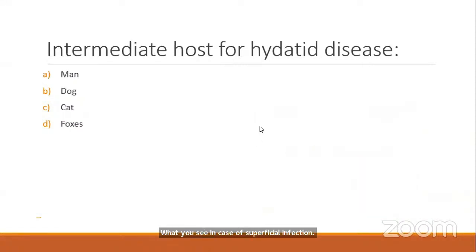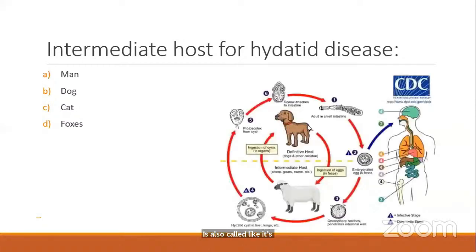Okay. So intermediate host for hydatid diseases is also called its name. It is dog's tapeworm. Yes, you are right. It is the dog which is actually the intermediate. I mean, sorry, no, it is the dog which is the main host, and man is actually the intermediate host for this particular clinical condition. Okay, so it is the dog which is the definitive host, and the man is the intermediate host. So answer for this question is man. Okay.